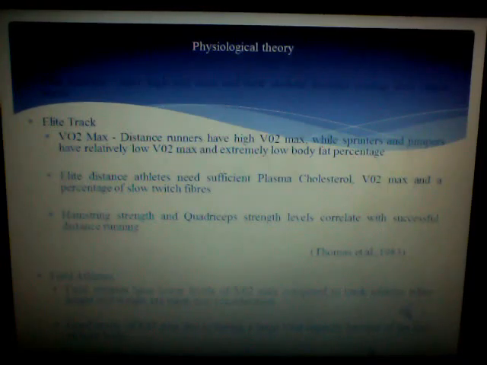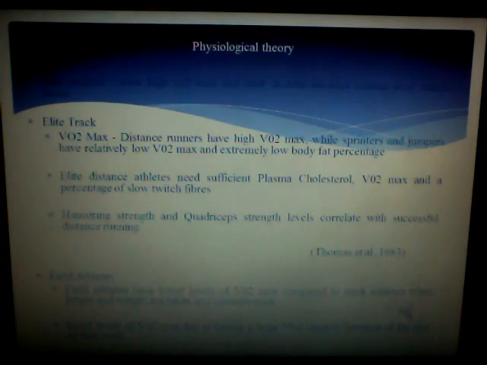This slide is on the physiology and theory in elite track athletes. It is said that elite athletes tend to have a high VO2 max and their skeletal muscles contain slow twitch fibers. Elite distance runners have a high VO2 max, while sprinters and jumpers have a relatively low VO2 max and an extremely low body fat percentage. These characteristics might be used as goals in training programs to identify an athlete for potential success.